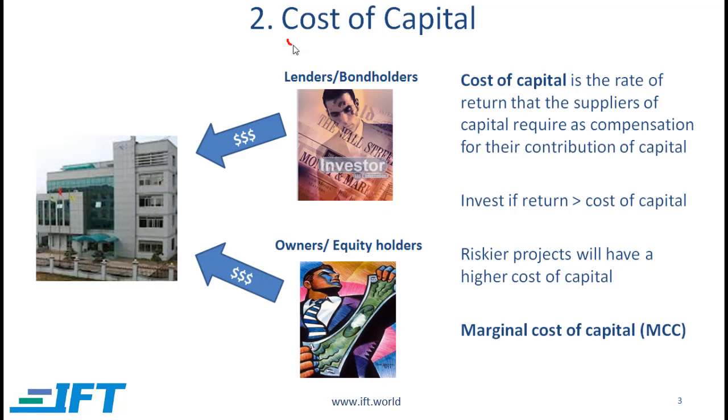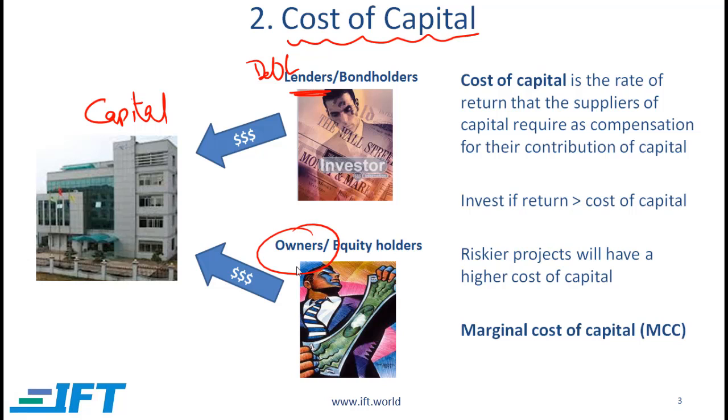Let us understand the basic concept behind cost of capital. Cost of capital is the rate of return that suppliers of capital require as compensation for their contribution of capital. Simplistically put, a given company needs money. The money that it raises is called financial capital. There are two primary sources of capital: debt, which is money coming from lenders, or equity, which is money that is contributed by owners. When a lender lends money to a company, obviously he is expecting a return. The return that the lender expects is a cost from a company perspective.